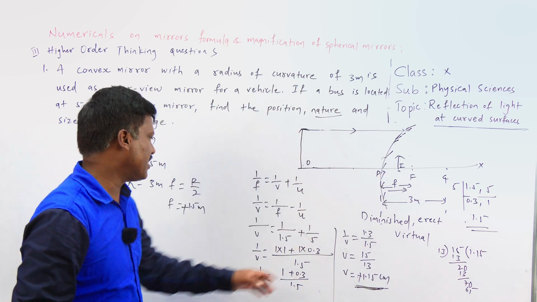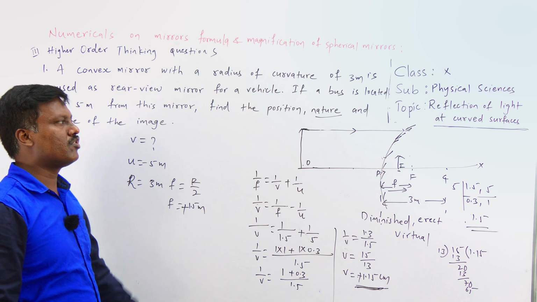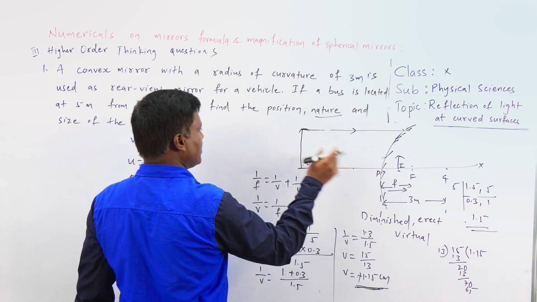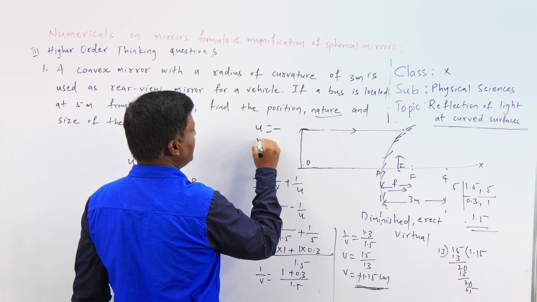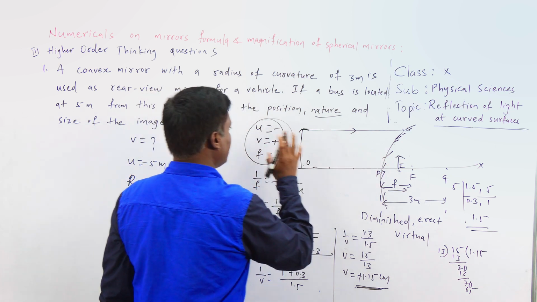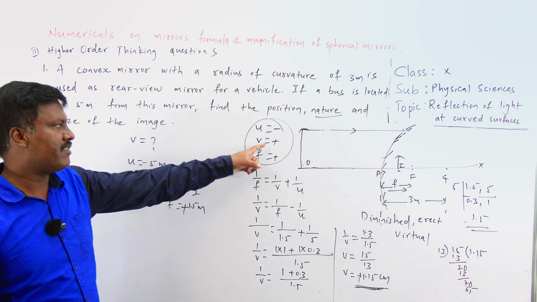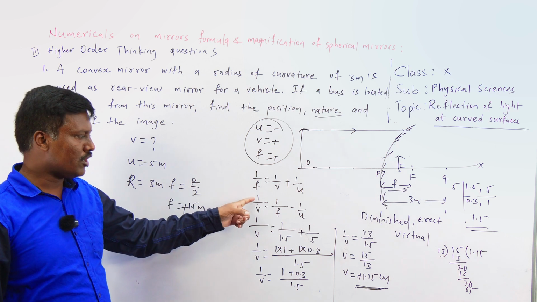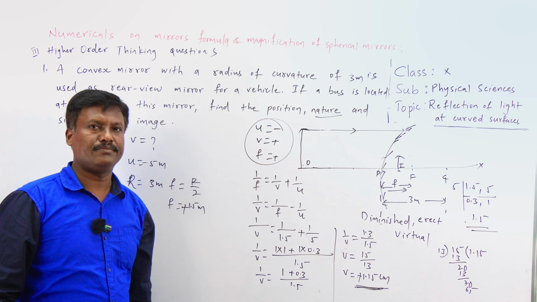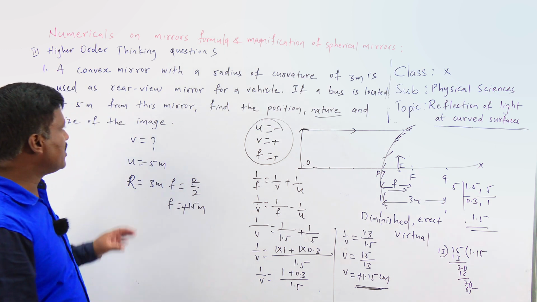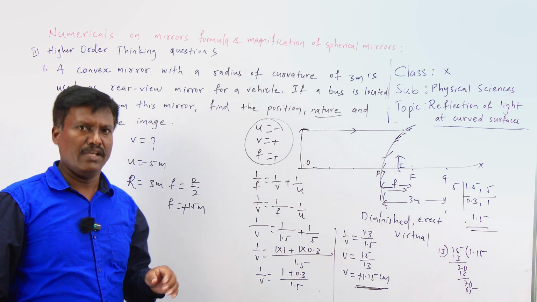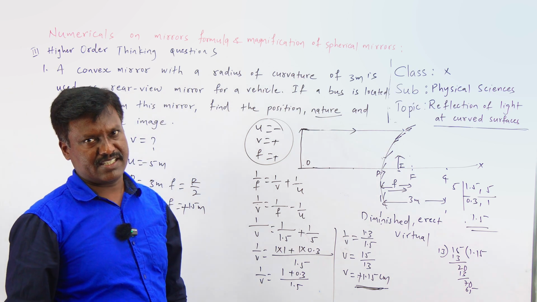For a convex mirror, focal length is positive, and for a concave mirror, focal length is negative. You have to remember the sign convention. For a convex mirror, u is negative, v is positive, and focal length is also positive. This sign convention should be used before substituting the values to get the exact answer. So this way we have discussed some problems which are given in the textbook. Some other extra problems we will also discuss.